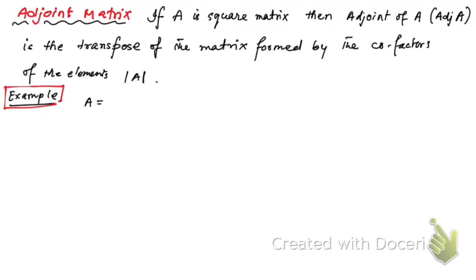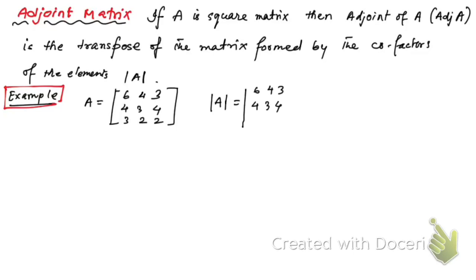This is the given matrix A: 6 4 3, 4 3 4, then 3 2 2. In order to find the adjoint matrix, first let me write the determinant of this matrix: 6 4 3, here 4 3 4, then 3 2 2. If you evaluate it, first you have to write 6.